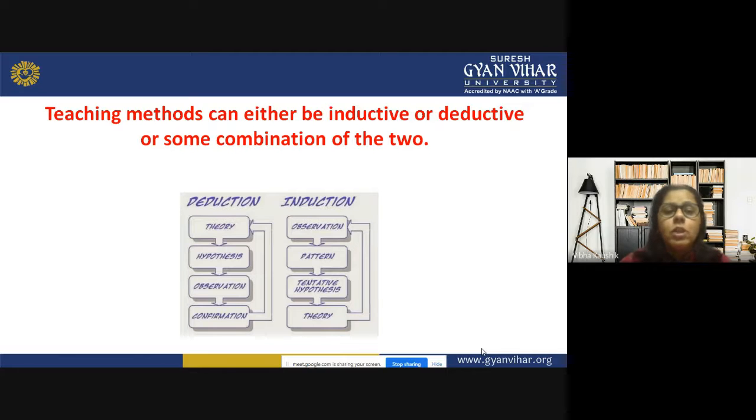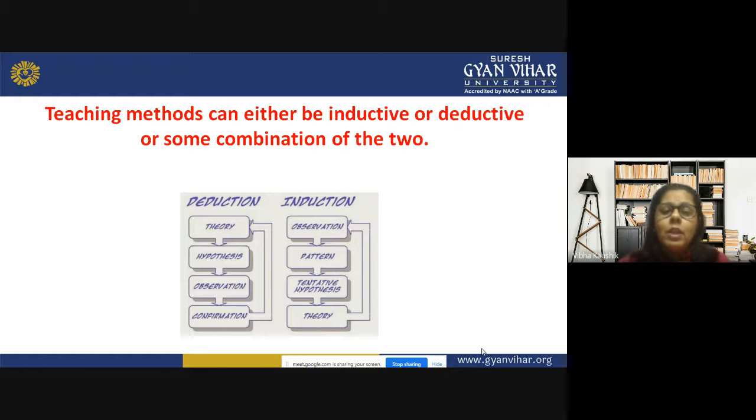Now, deduction theory. First, the teacher presents the theory before the student. On the basis of that, a hypothesis has to be formed. On the basis of the hypothesis, a tentative solution to a problem, we will start observing the concept against the hypothesis that has been framed, and then on the basis of the observation, we will confirm whether the hypothesis has been accepted or rejected.